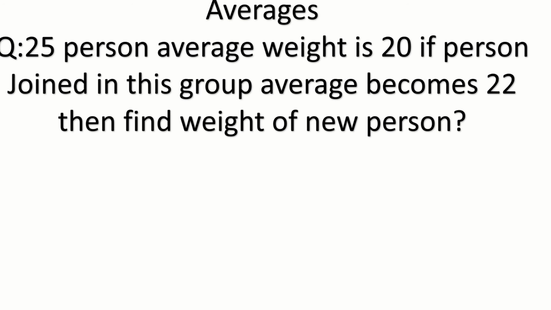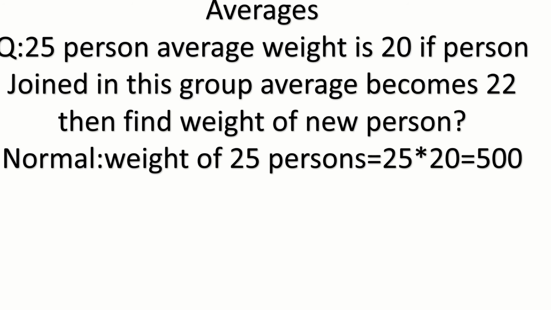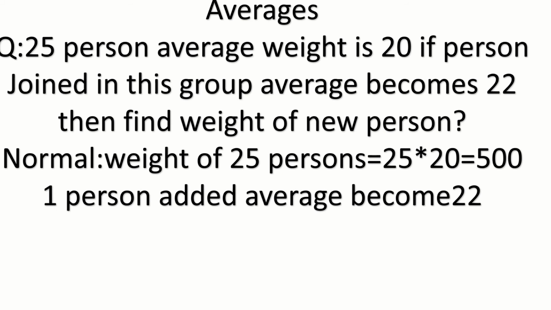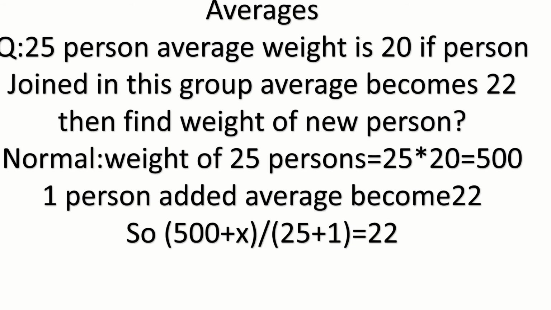The conventional way of solving is, the weight of 25 persons is 500. If an extra person is added, it will become 22. Means (500 plus x) by (25 plus 1) is equal to 22. Then x will become 72. This is the conventional way of solving. This will take somewhat long.